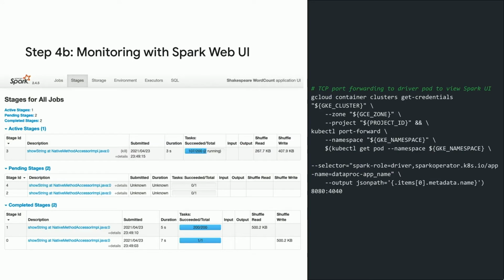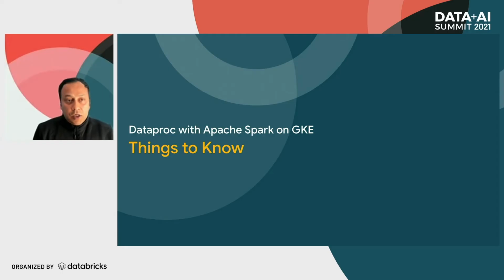In case of a long running job, you can also do port forwarding to see the Spark UI, as I'm showing on the screen. As I showed, it's pretty easy to run Spark on GCP, on GKE, using the Dataproc API. But there are a few things that you should know, and Rajesh is going to talk about those next. So Rajesh, I'll hand it over to you.